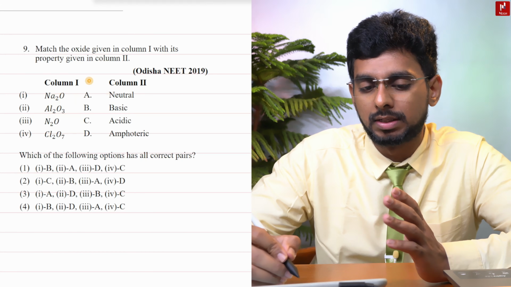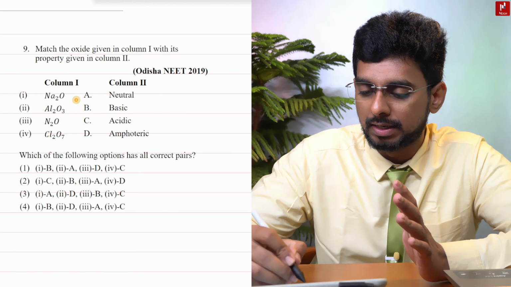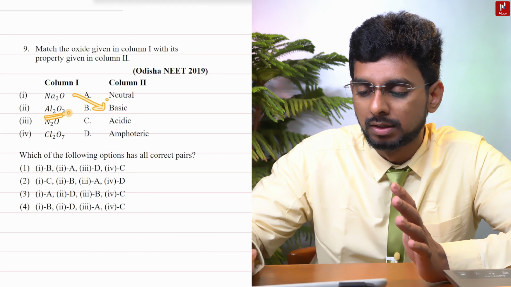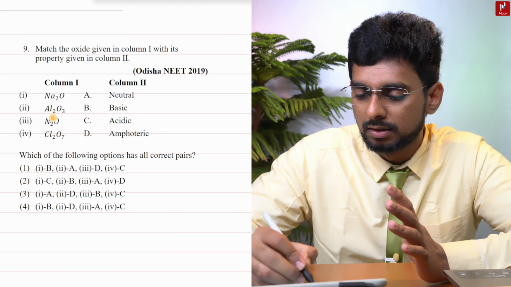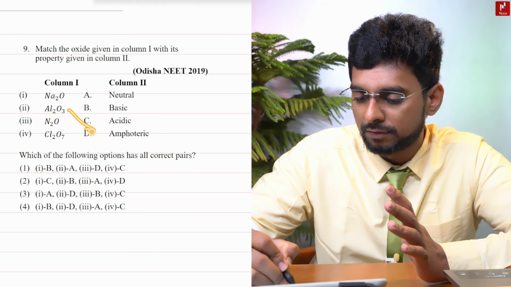So sodium, that's towards the left, so that has to be basic, right? So sodium has to match with the basic. Then you have got Al2O3. Obviously we know that's going to be amphoteric, that's going to be in between. Got it? So Al2O3 is in between, so that's amphoteric.